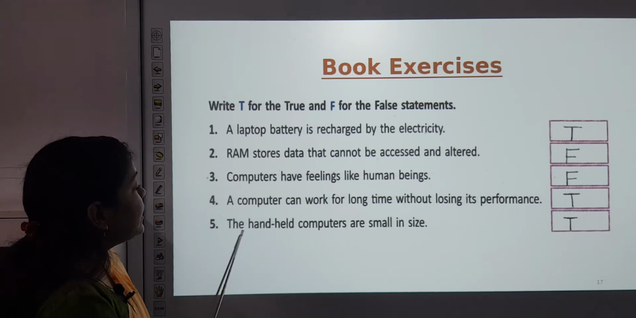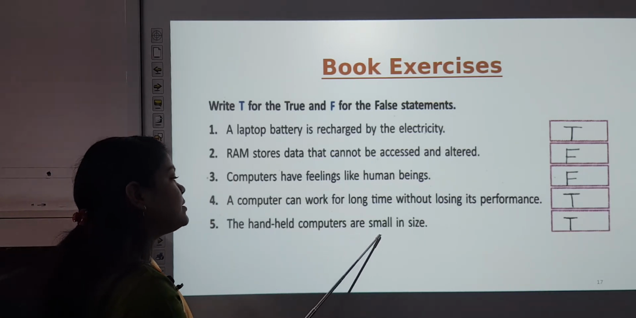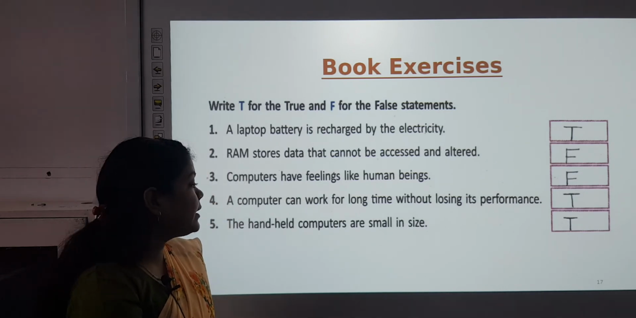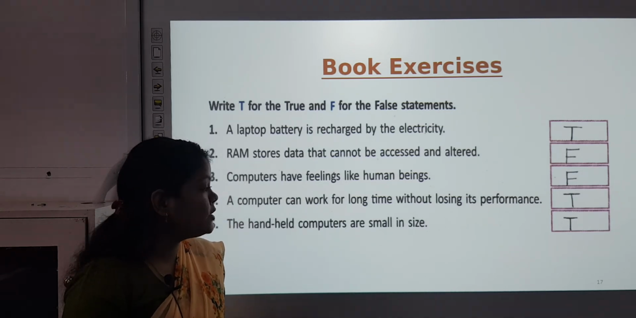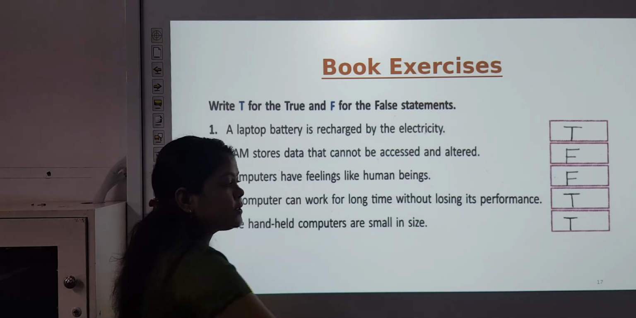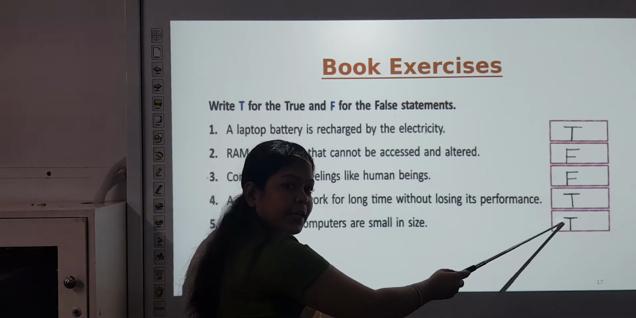Next, the handheld computers are small in size. We all know the handheld computer you can hold in your hands. So, it is small in size. So, it is true. So, you have to write capital T here. Okay.